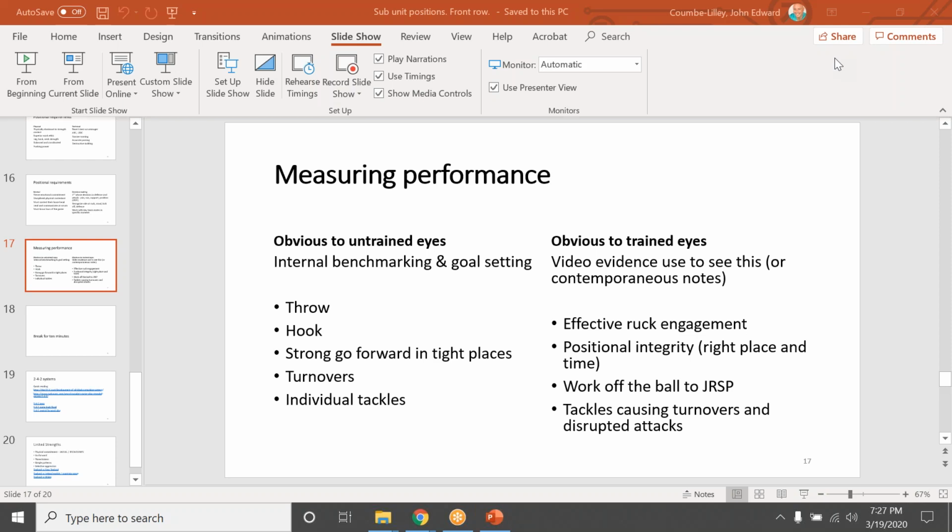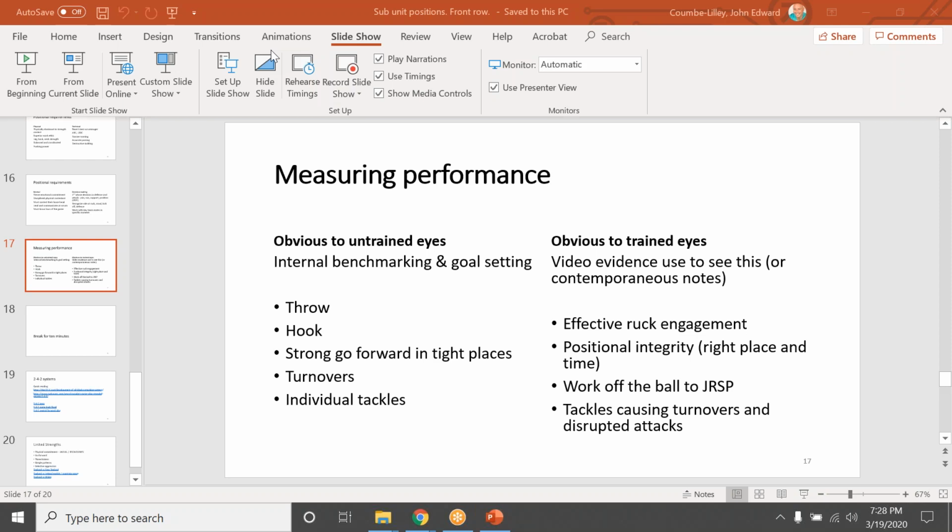So let's just be clear. If anybody can see it, yes, it's a give me. It points to an outcome. But what I'm really interested in is the problem solving, and the things that are obvious to trained eyes, like people who know what they're looking at and the teammates around you who know what's going on.